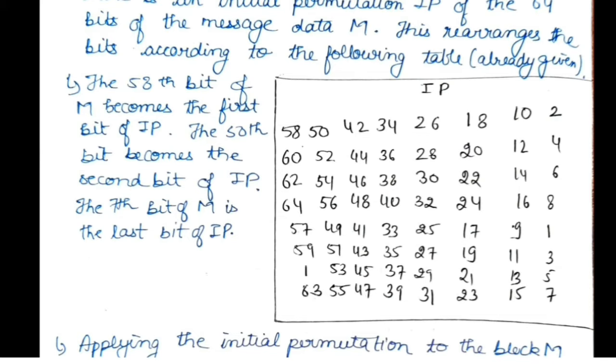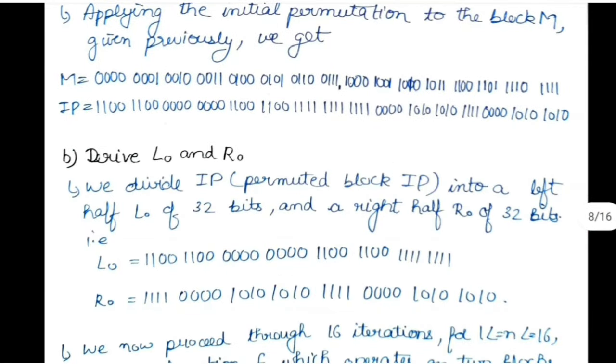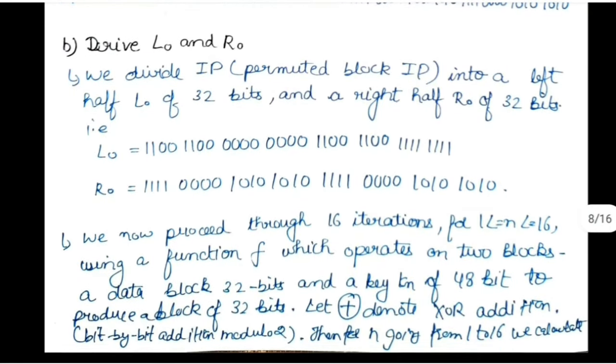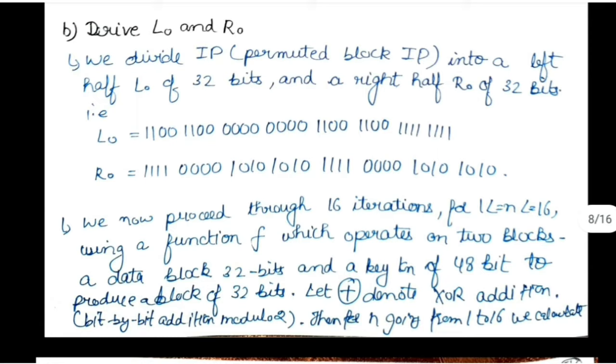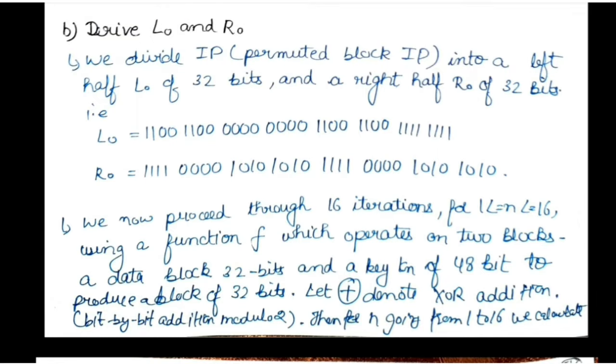I have already shown you how to permute using a table, so we will apply the initial permutation to block M. After applying this initial permutation, we will get the value of IP. So the value of IP has been calculated. Now we can solve the second question in the problem, that was to derive L0 and R0. For that, we will divide IP, that is the permuted block IP, into a left half L0 of 32 bits and a right half R0 of 32 bits. The values of L0 and R0 are written here, which are derived from IP by splitting it into 32 bits.